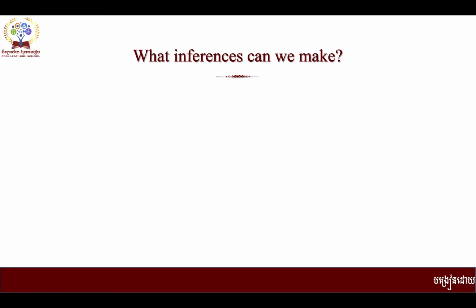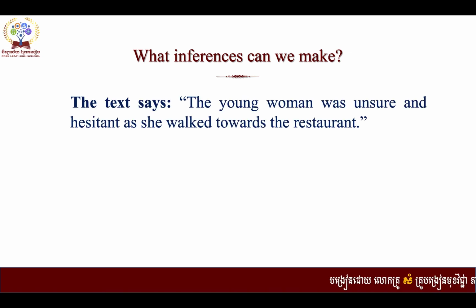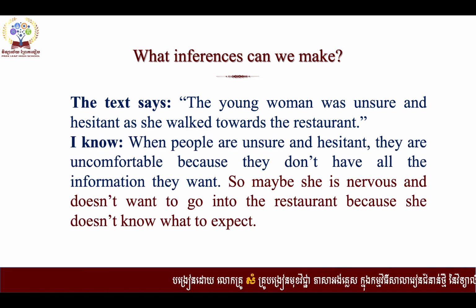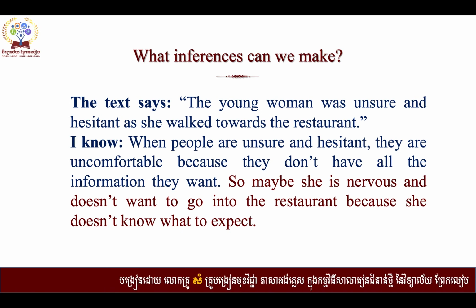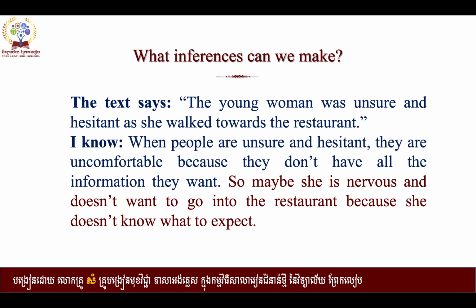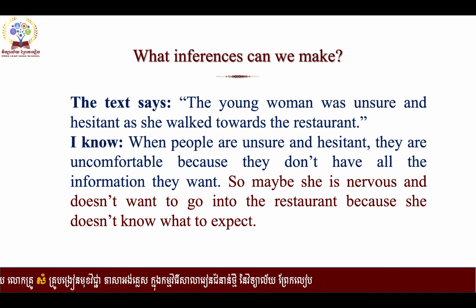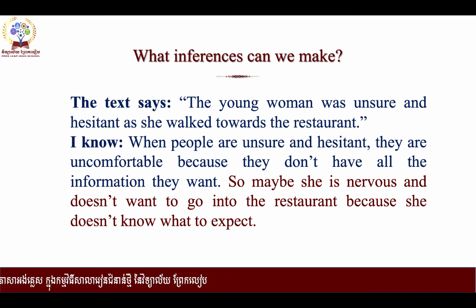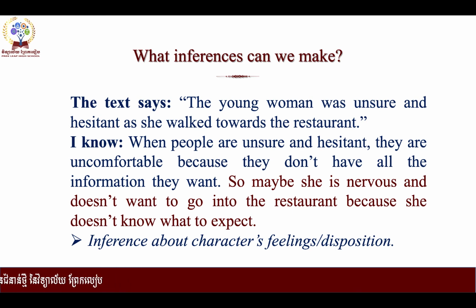So what are some inferences that we can make from this text passage? So we know that the text says the young woman was unsure and hesitant as she walked towards the restaurant. So I know that when people are unsure and hesitant, they're uncomfortable because they don't have all the information they want, right? So maybe she is nervous and doesn't want to go into the restaurant because she doesn't know what to expect, right? So that's an inference that we make based on what the text says and what we know, right? And this is an inference about a character's feelings or disposition.